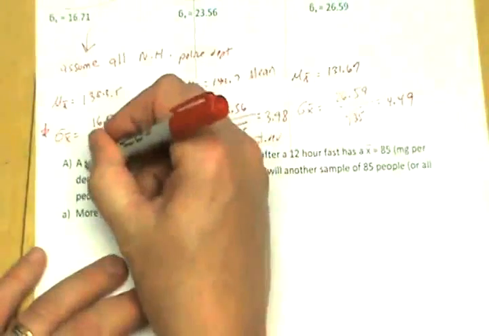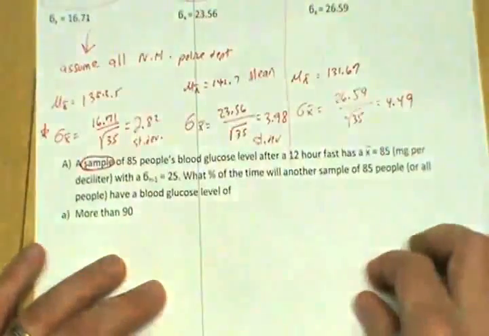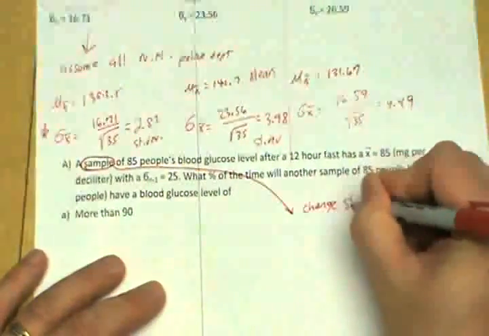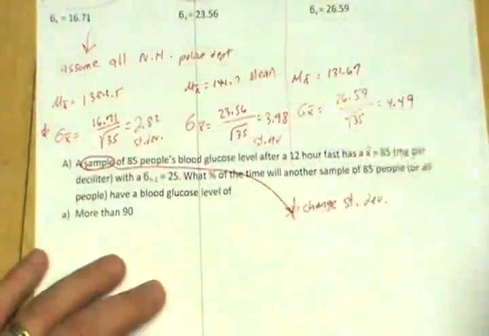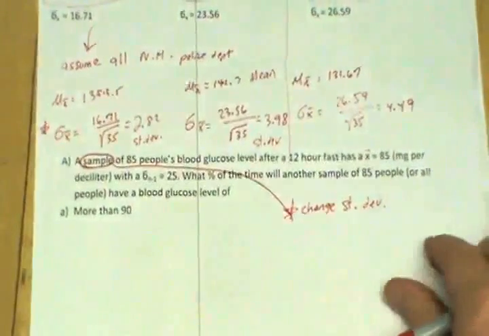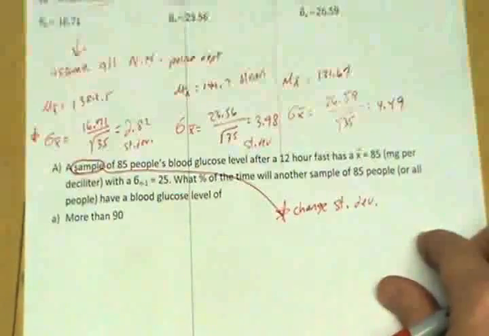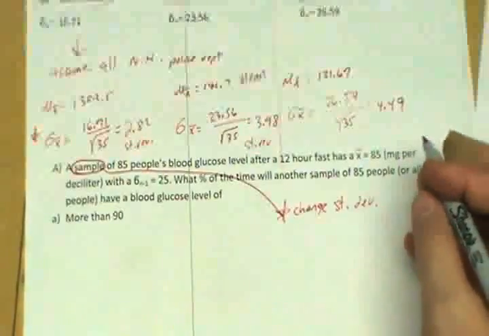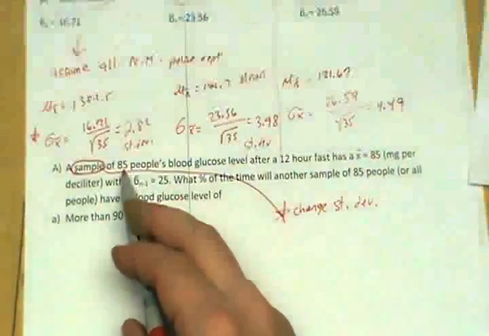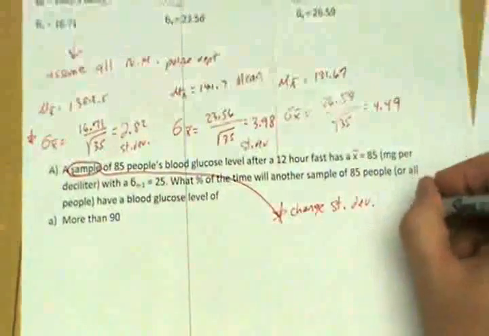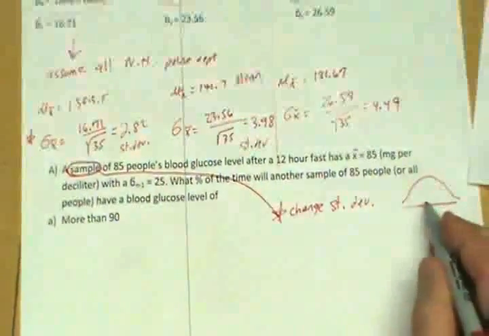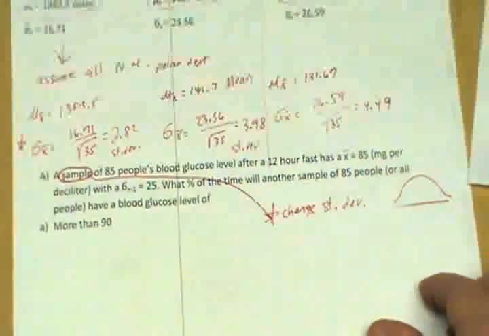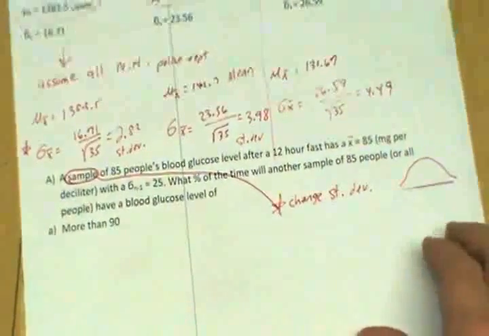Number one, the key word in here is sample. If it says a sample, that means we must change the standard deviation. That's the first thing. Number two is the fact that the sample size is 85, which is 30 or more, means that this is going to create a bell-shaped curve. And that'll allow me to use my z-score chart that I used in the last lesson that we also covered in lesson number 5. So here we go.